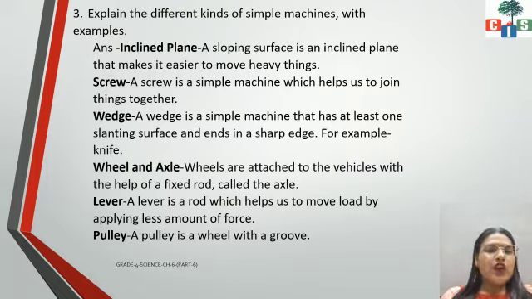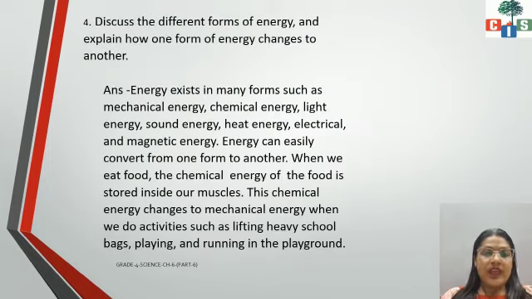So this is a little long answer, but it is very simple. You have to just write down about one line about each simple machine. Okay. Now we have discussed the different forms of energy and explain how one form of energy changes to another. Okay, so first of all, what will we do in this answer? We will have to write down the names of energy. Which are the energies? Mechanical energy, chemical energy, light energy, sound energy, heat energy, electrical energy and magnetic energy.